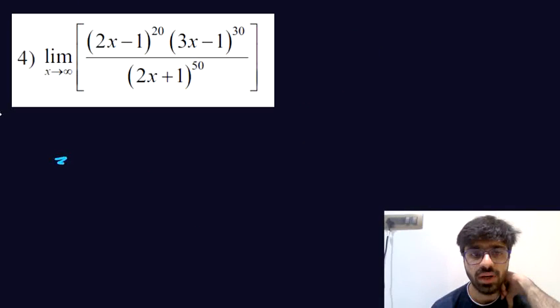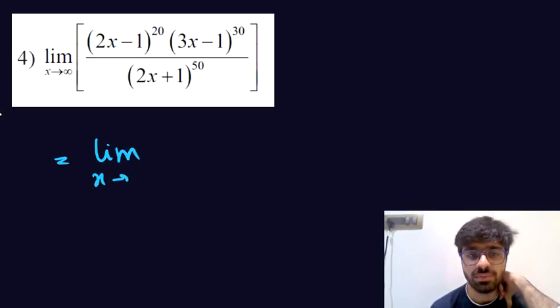Go ahead with the fourth one, and all you need to do is divide the numerator and denominator with x power 50.